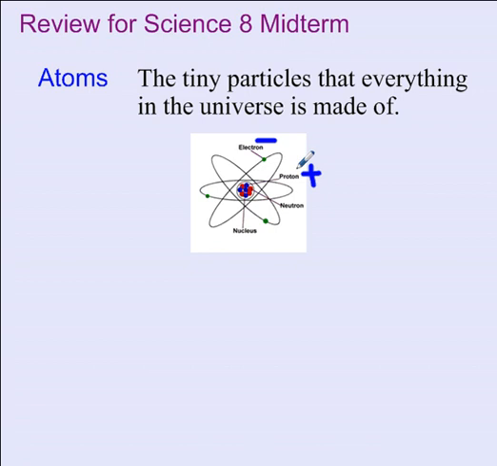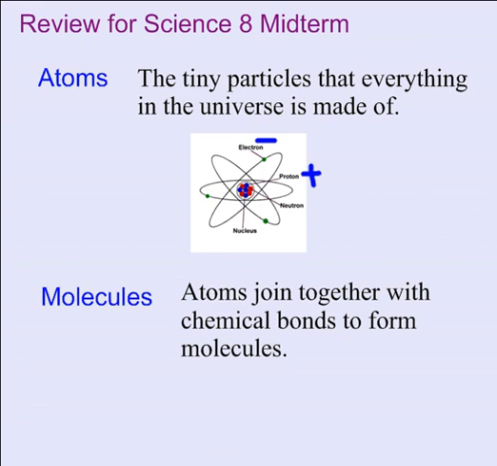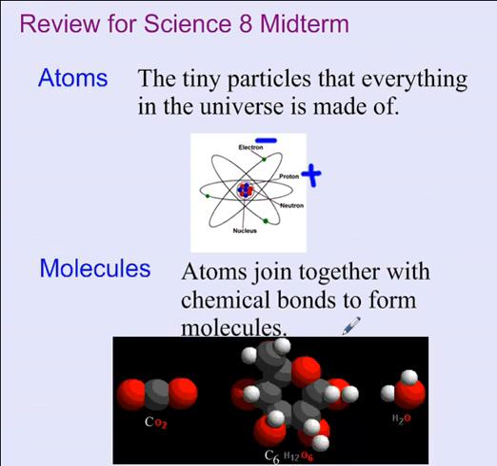Remember that the protons have a positive charge, the electrons have a negative charge. Neutrons have mass, but they have almost no charge. They have the same mass as a proton, 1 AMU, atomic mass unit. Electrons are about 2,000 times smaller or less massive. Now, atoms join together with chemical bonds to form molecules, like we see here in these models.